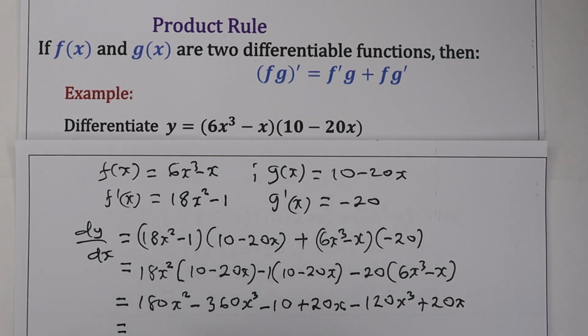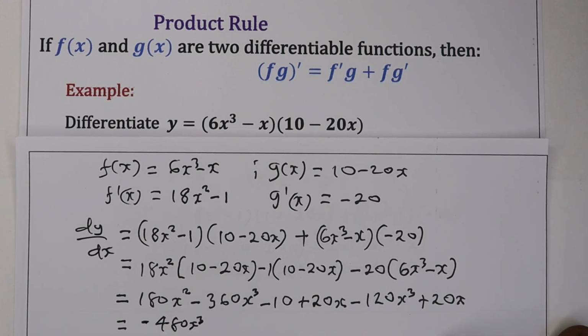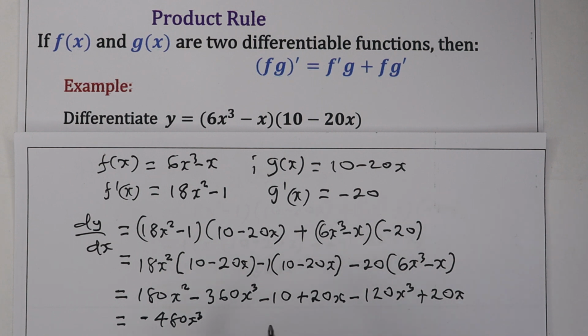So now all you need to do is just collect the like terms. So we can go with the powers. So we have power 3, that is minus 360x cubed and 120x cubed. If you add the two, you're going to get that to be minus 480x cubed. And the second part, we are going to look at the ones with the power 2, that is just 180, so plus 180x power 2. Then the next one is just 20x plus 20x, that will be plus 40x. And then there's the constant term, which is just 10.